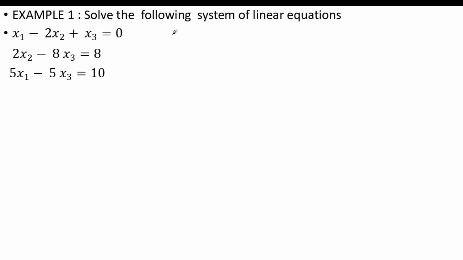Let us see this. We can write the coefficient matrix. We shall write the coefficient matrix of this equation. Coefficient matrix we shall denote by A, and it can be written as the coefficients of x1, x2, x3 of the first equation in the first row, that is 1, coefficient of x2 is minus 2, and coefficient of x3 is 1. In the second row, we shall write the coefficients of x1, x2, x3 in the second equation.